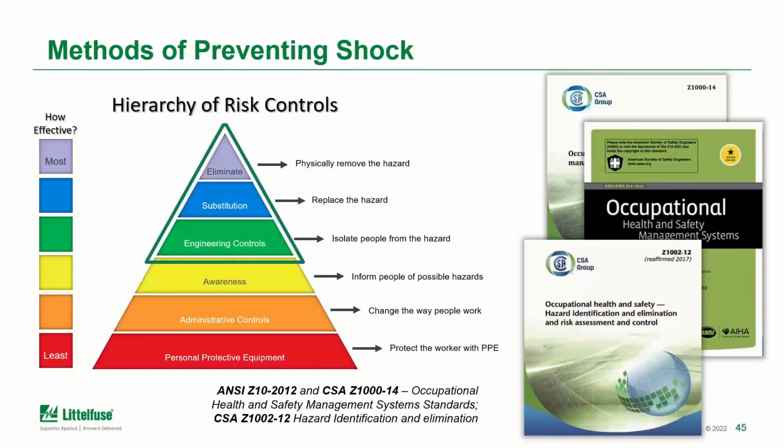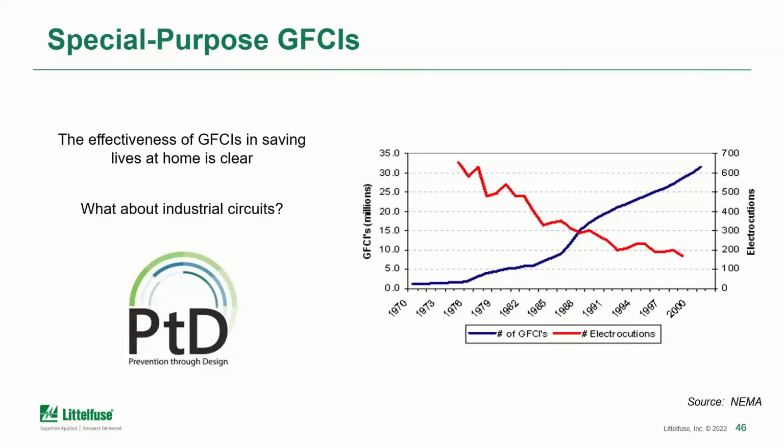Things like special purpose GFCIs would be an engineering control. It's not something that somebody has to remember to turn on; it's something that's there and will be actively protecting that circuit. At the beginning, we talked about how GFCIs played an instrumental role in bringing down the number of electrocutions we've seen. And as special purpose GFCIs come into industrial circuits, I really think we may be able to make an impact in further reducing the number of fatalities we have.